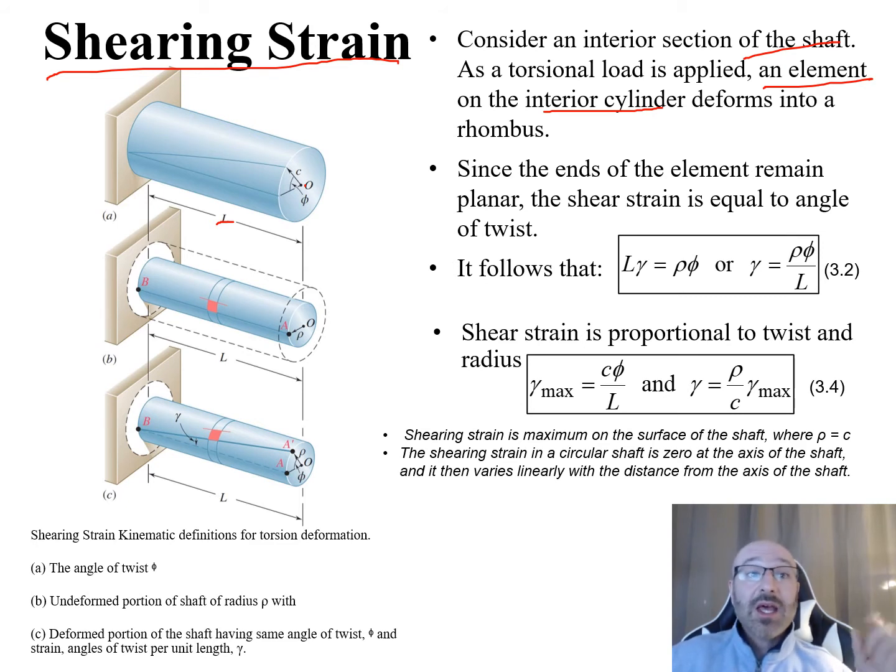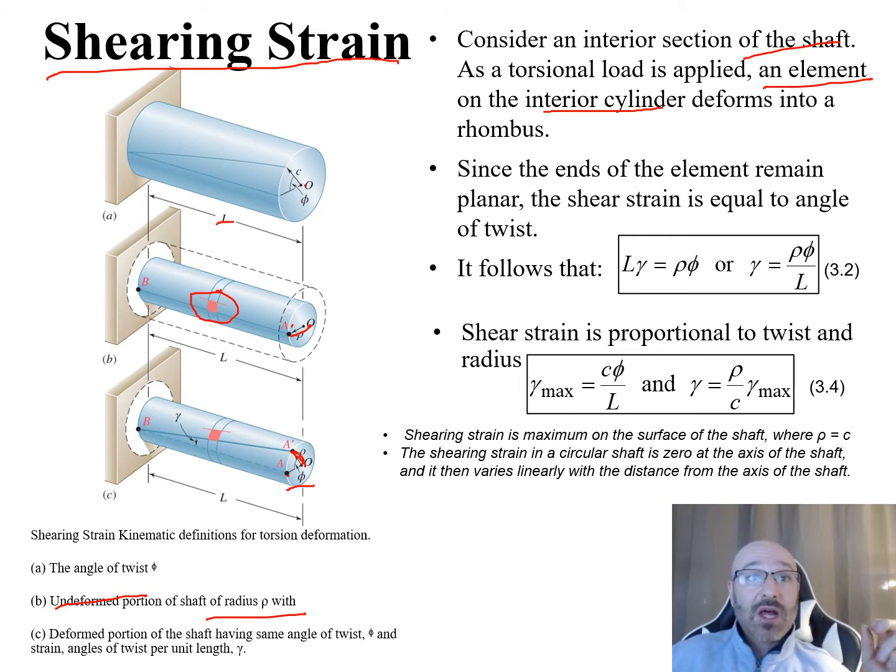In part B, this is the undeformed portion of the shaft with a radius rho. This radius rho goes out to some point A. Now we can see the element we're talking about on the shaft. When it's undeformed, it's a square element. Now as we deform this, this point at A rotates up to A prime at this angle of twist phi, and there's our radius rho leading up to that same A prime, the same distance as it rotates up.